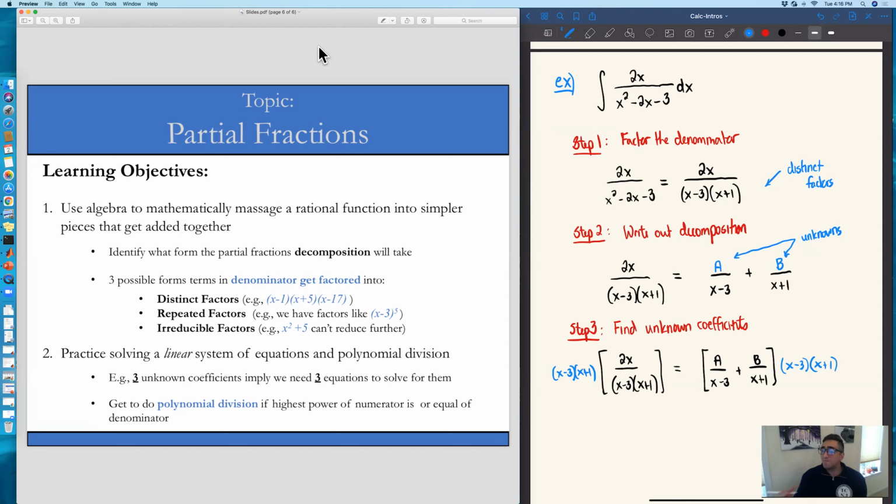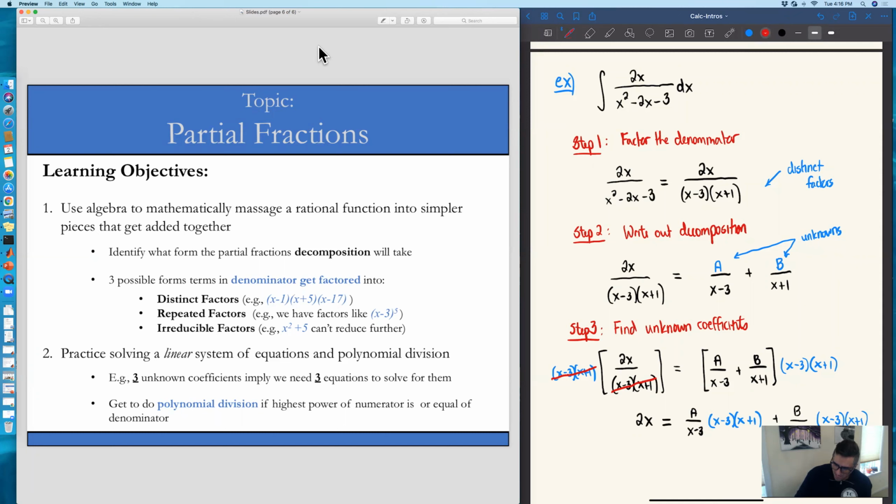And remember, we're abiding by rules of equations, as in what we do to one side, we get to do to the other as well. Here we're multiplying both sides by x minus 3, x plus 1. So on the left-hand side, all those terms cancel out, and we're just left with the 2x. On the right-hand side, when we distribute the a over x minus 3, well, let's actually just write it out. So we'll have a over x minus 3 times x minus 3, x plus 1. And then we'll have, adding to that, the other term, b over x plus 1, all times x minus 3, x plus 1.